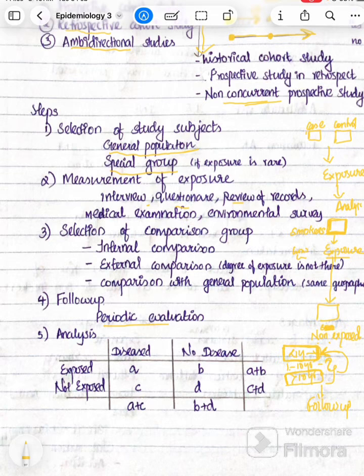Now comes analysis. Based on the data we got, we are going to group people as A, B, C, D. A, those who are exposed and having the disease. B, exposed, not having the disease. C, not exposed, having the disease. D, not exposed, not having the disease. Diseased total is A plus C, not diseased total is B plus D.